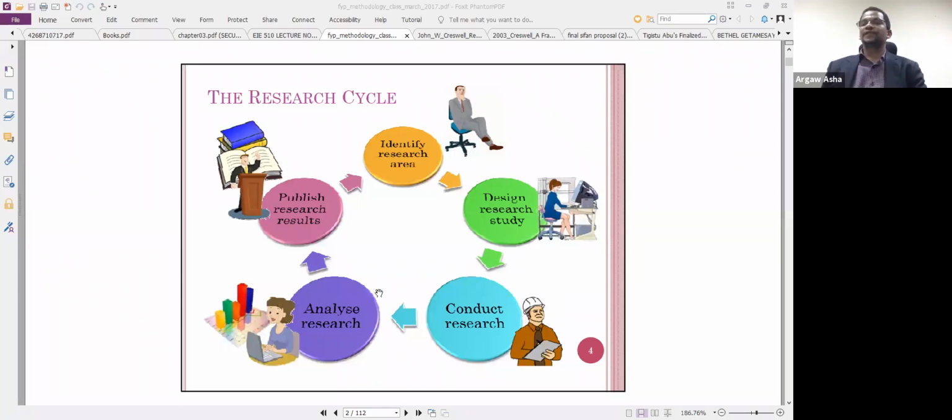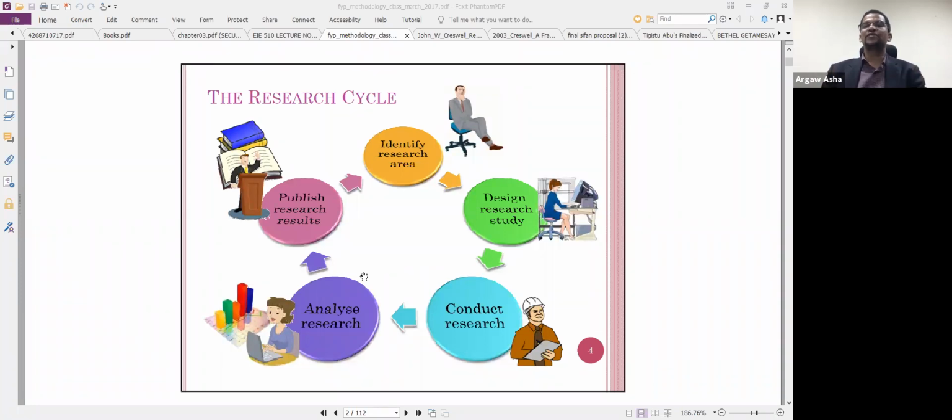So, if you see here, when we look at research, it is a cycle. The cycle starts from you. As you can see, you can identify the research area where you are going to do the research. Once you identify it, then you can design.